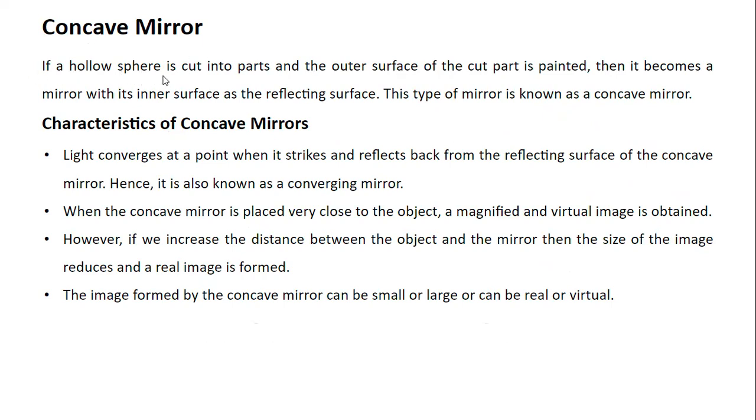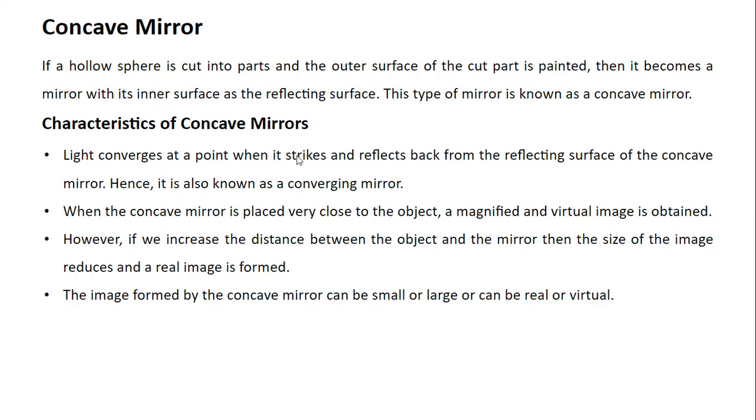A concave mirror: if a hollow sphere is cut into parts and the outer surface of the cut part is painted, then it becomes a mirror with its inner surface being the reflecting surface. This type of mirror is known as a concave mirror. Characteristics of a concave mirror: light converges at a point when it strikes and reflects back from the reflecting surface of the mirror. Hence, it is also known as a converging mirror.